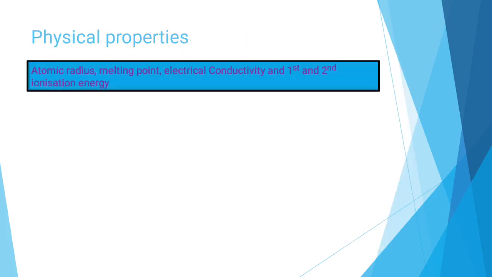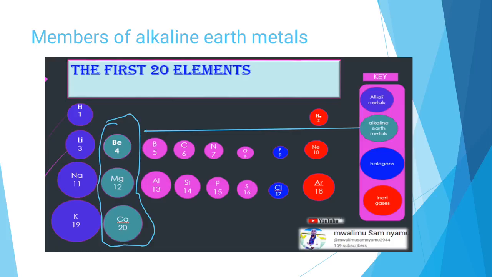The physical properties of these metals. When we speak about the physical properties, we shall be looking at the atomic radius, and like you can see from the diagram, the atomic radius of these elements increases as we go down the group. See the size of barium, then the size of magnesium, and finally the size of calcium being largest among the three members. Why then should we have an increase in size?